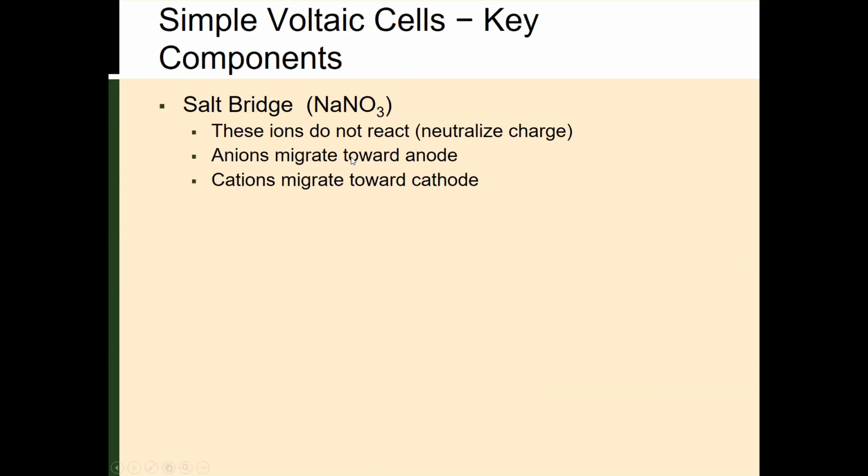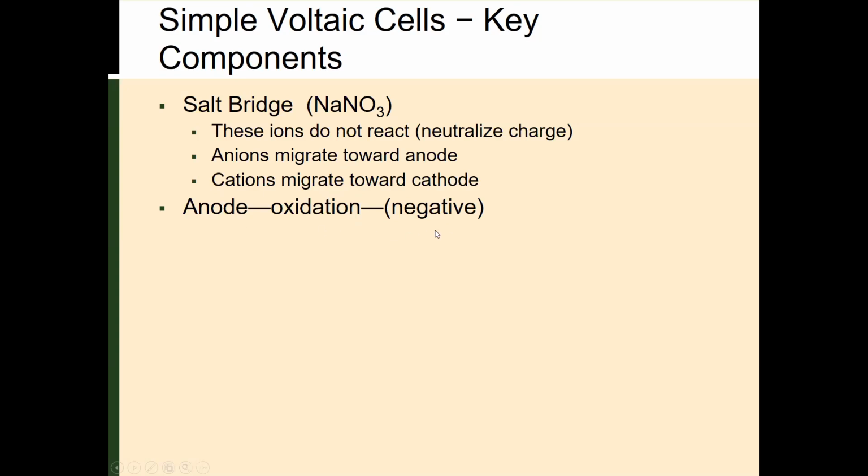All right, so some of the components. The salt bridge: a common one to use is sodium nitrate, potassium nitrate, or ammonium nitrate. There are a number of different salt bridge compounds that we can use. These ions do not react, but they do move, okay? The anions go towards the anode, the cations go towards the cathode, and this helps us maintain a charge balance in our solutions as we are having oxidation and reduction occur.